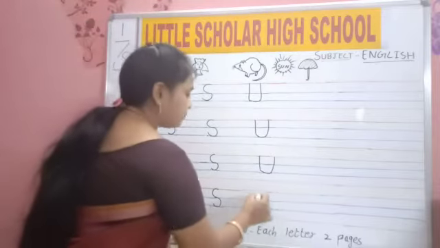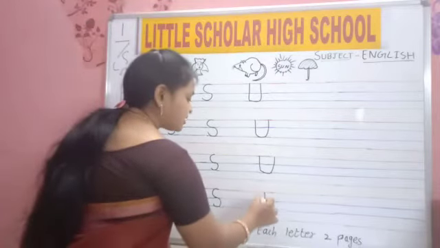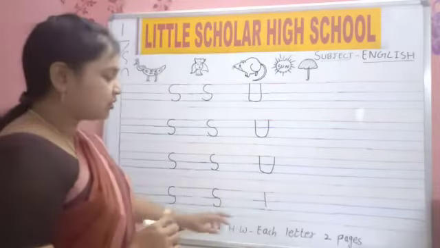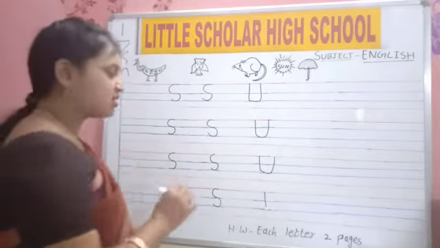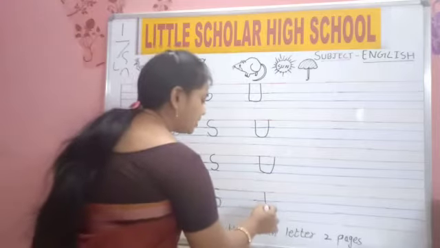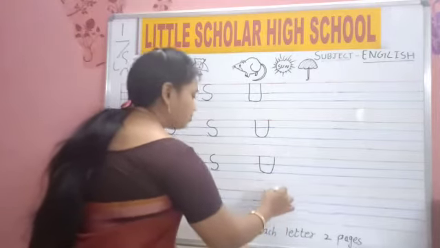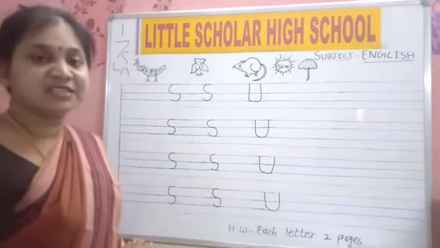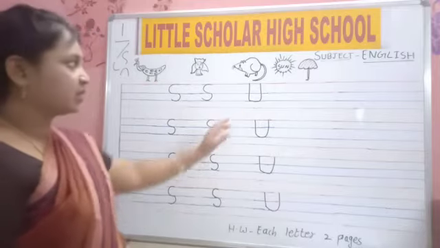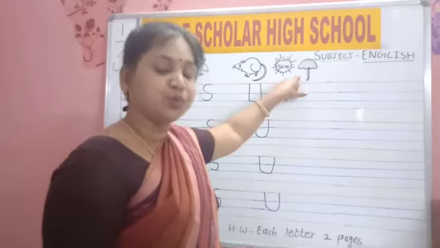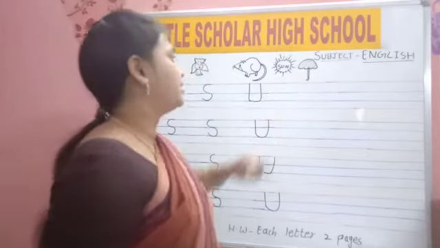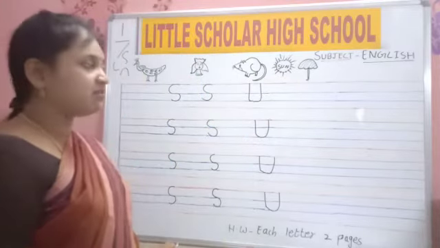Shall we do it again? First you should write a standing line. Don't touch the blue line yet. Standing line, then make it curve and touch the blue line. Now from here, make a curve and touch the blue line and go up. Which letter is this? Letter U. U for umbrella.